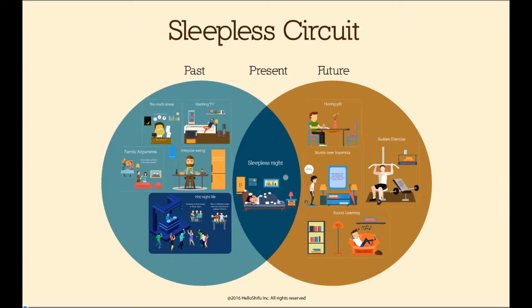Hello. This presentation will explore why we have a sleep problem and how we can fix it. Let's start with the sleepless circuit. The circuit we are trapped in consists of two circles. The left circle contains the things that we have done before at day, and the right circle contains what we try to help us sleep.